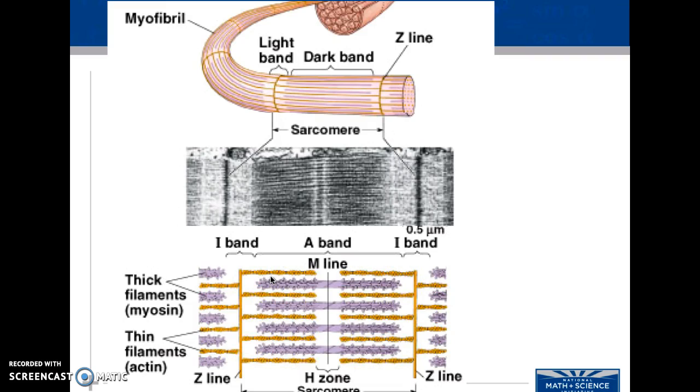The light, dark, light with the two Z line ends in full is called a sarcomere, and that is the contractile unit of the muscles. The other way we say light, dark, light bands is I bands. That sarcomere is made up of more smaller filaments. So we went from a myofibril to a sarcomere unit to even smaller fibers.